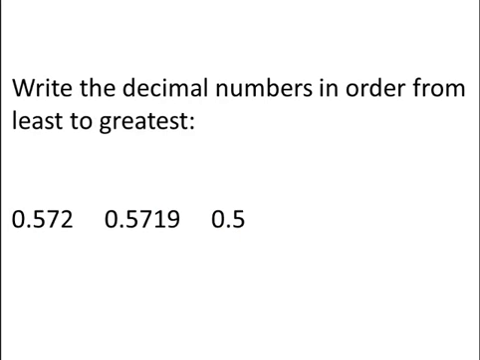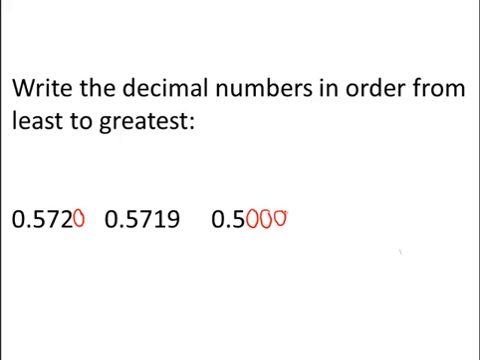Write the decimal numbers in order from least to greatest. The first thing that I am going to do is to add zeros to the end of these decimal numbers so that they each have 4 digits after their decimal point. Remember, adding zeros to the right of a decimal point after all of the non-zero digits does not change its value. Now I'm going to compare these numbers place by place.